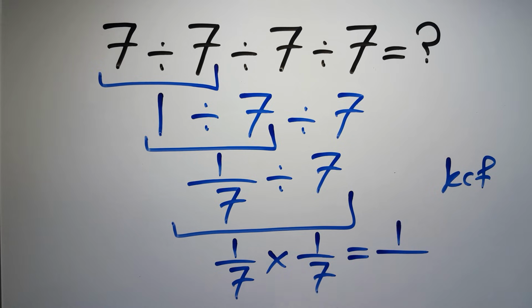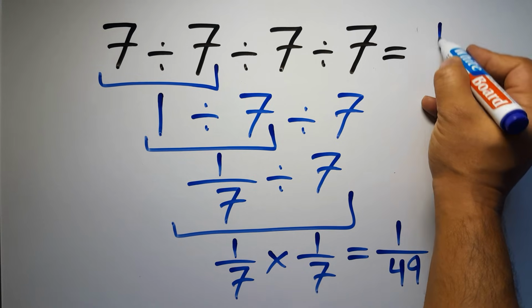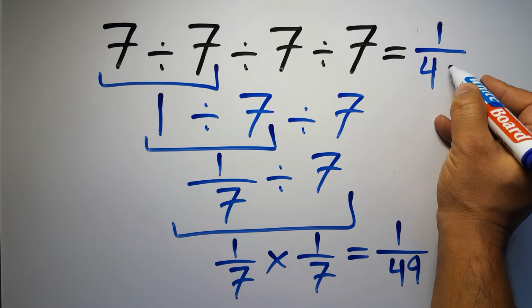So 1 over 7 times 7, which equals 49. So 1 over 49. And this is our final answer to this problem. The correct answer is 1 over 49.